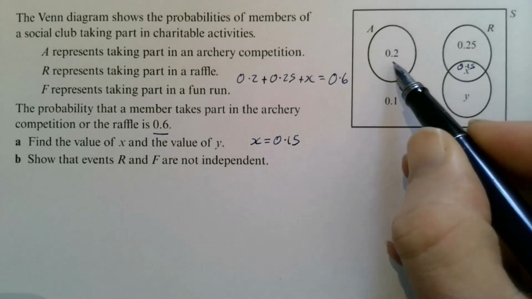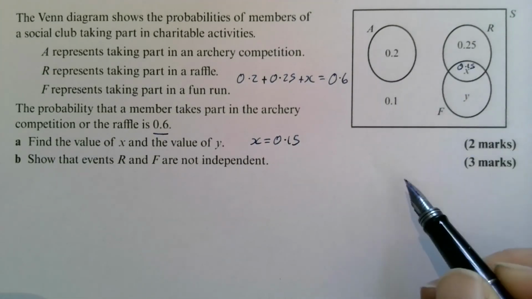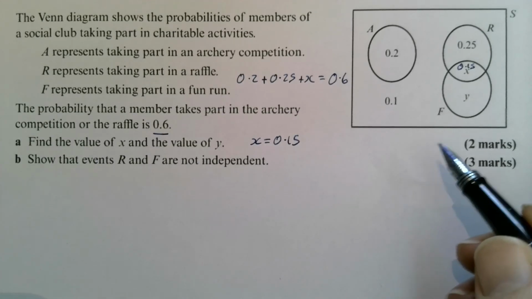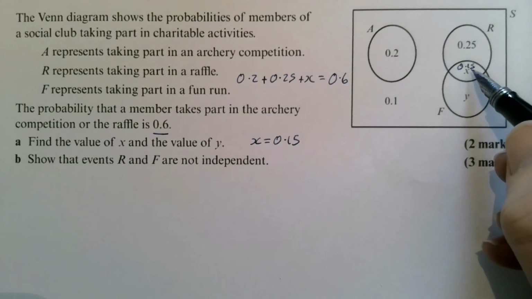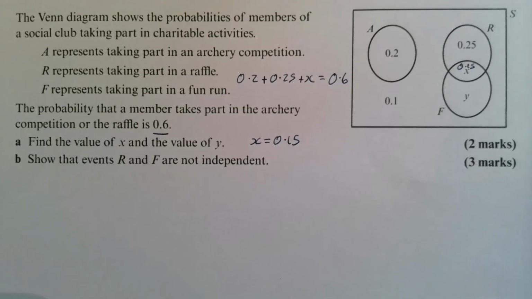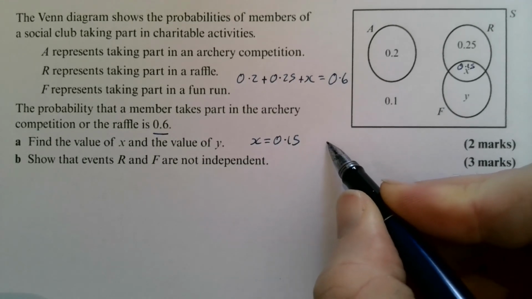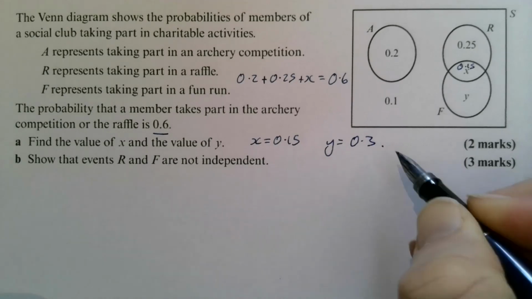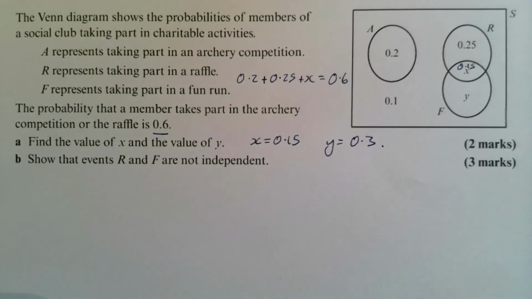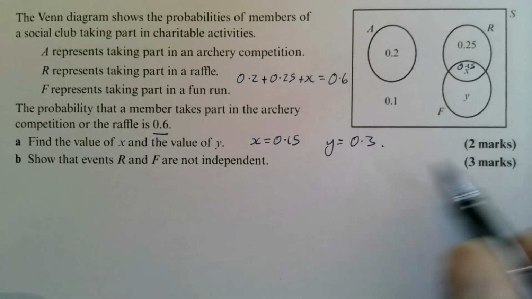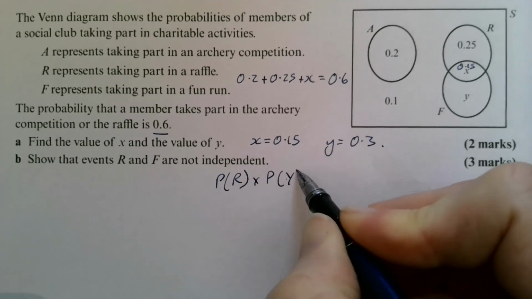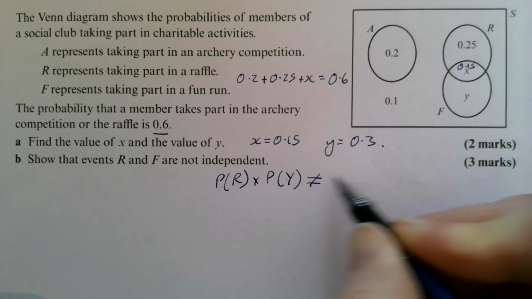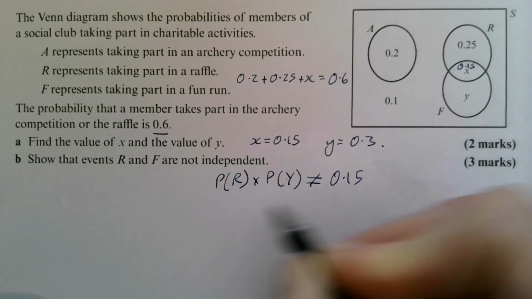Now that we know that, we've got everything here apart from Y, and as they're all going to be adding up to 1, all we have to do is add them up, which gets us to 0.6 there, plus 0.1 is 0.7, so we've just got 0.3 left over to make up to 1, so Y is 0.3. Now show that R and F are not independent. That means when we multiply them together we shouldn't get 0.15. So probability of R times the probability of Y should not be equaling 0.15. So let's do that.